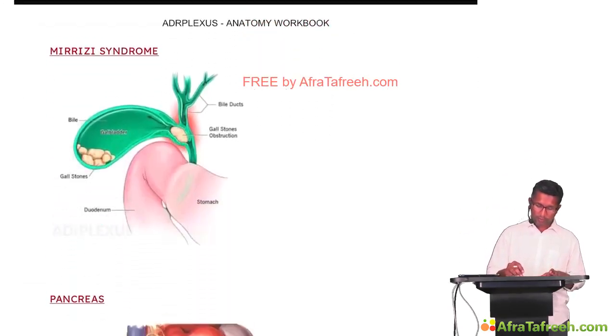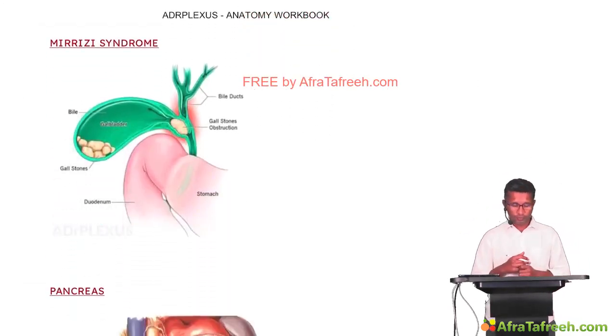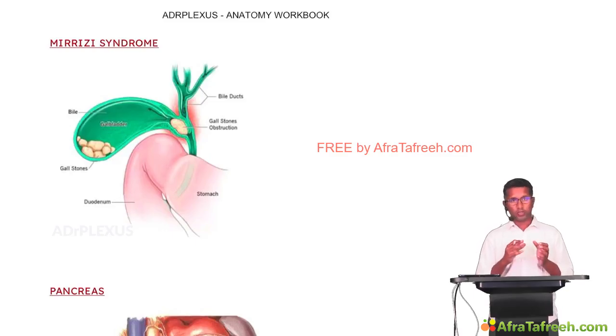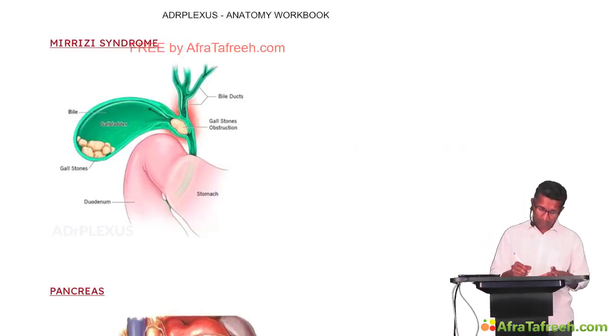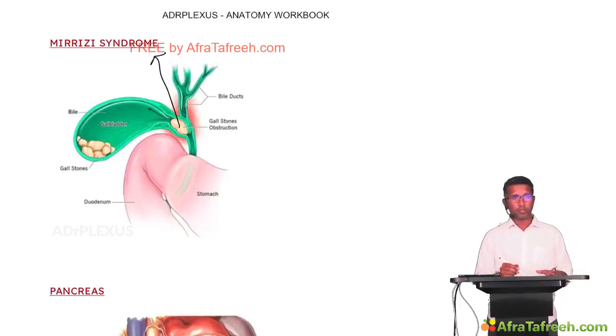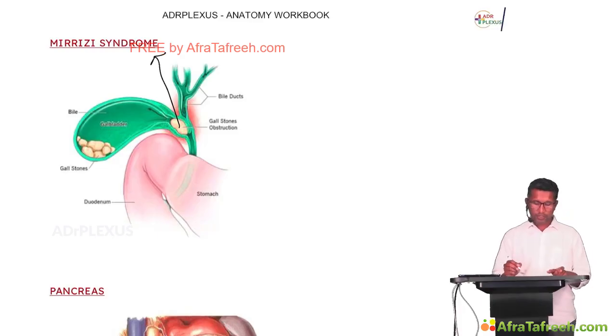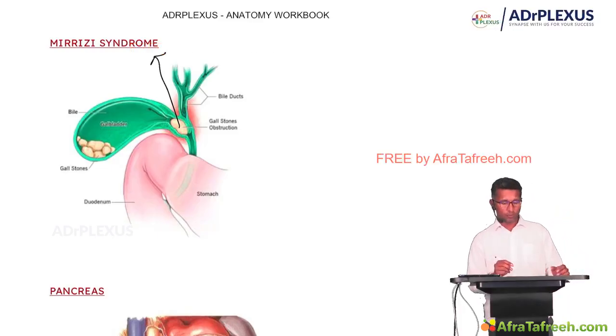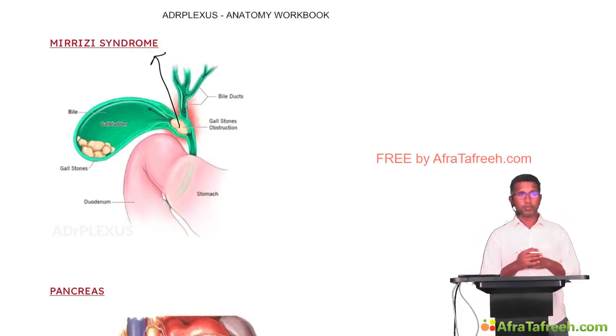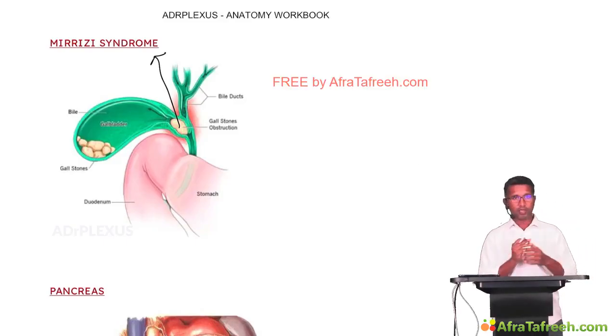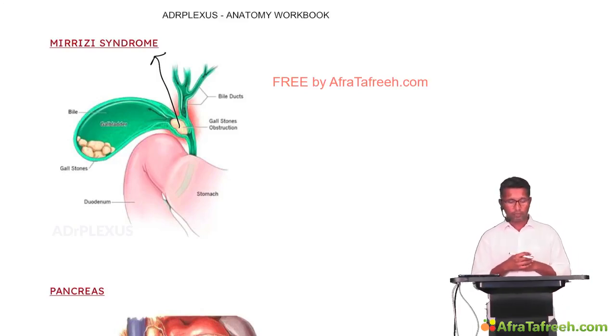Now sometimes gallstones can go to Hartmann's pouch and stay there and occlude the neck of the gallbladder. This syndrome, where a gallstone occludes the neck of the gallbladder, is called Mirizzi syndrome. So I hope you understood the various parts of the gallbladder and the anomalies that can happen in the gallbladder.